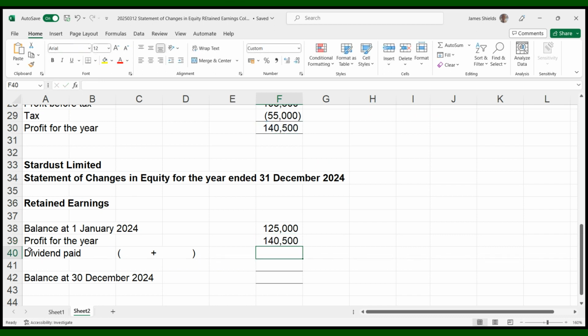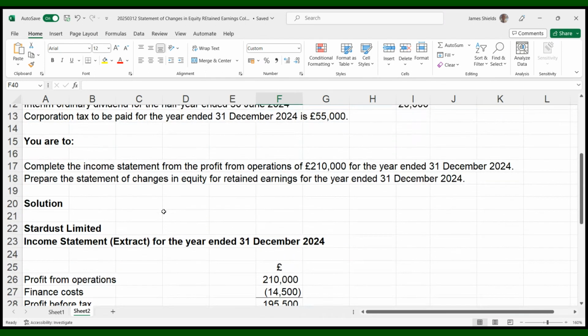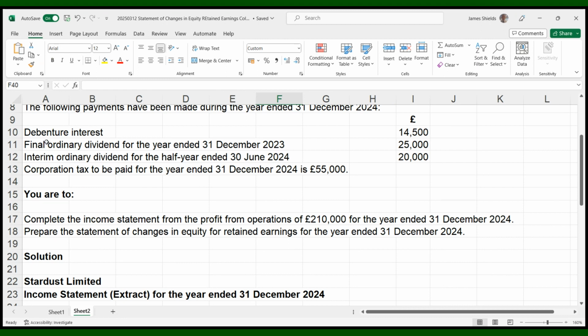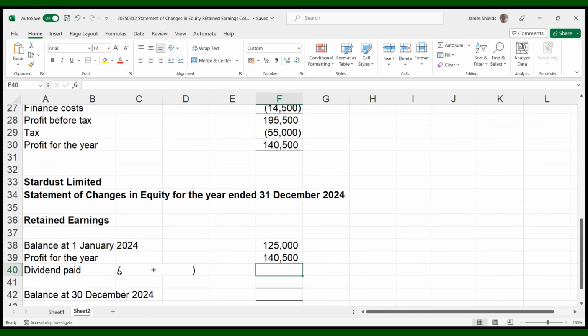Now we've got dividends paid. Now the dividends paid is the total dividends paid during the year. So go back to the information. We had a final ordinary dividend for the year ended the 31st December 2023 of £25,000. And again, also during the year, we had an interim ordinary dividend for the half year ended the 30th of June 2024 of £20,000. So we're going to combine both of those two together.